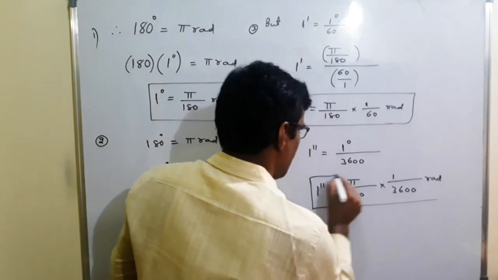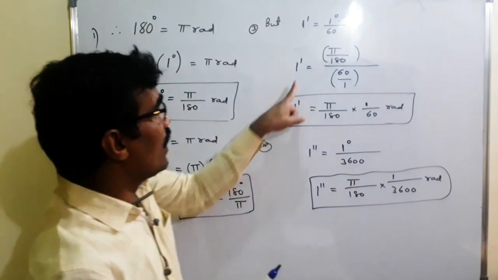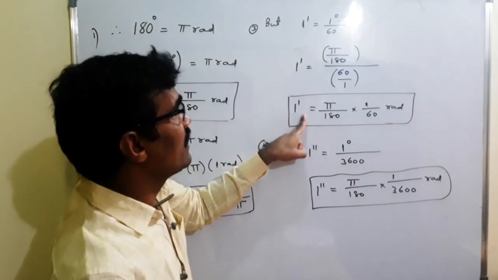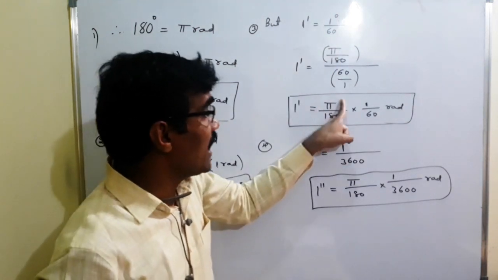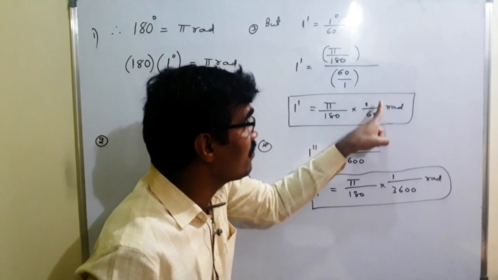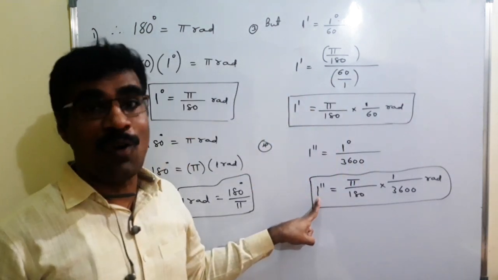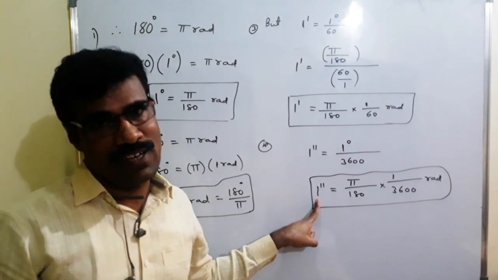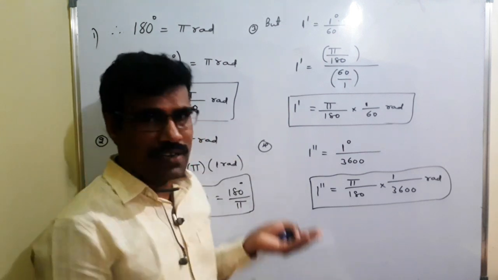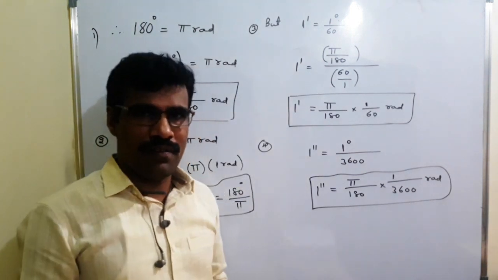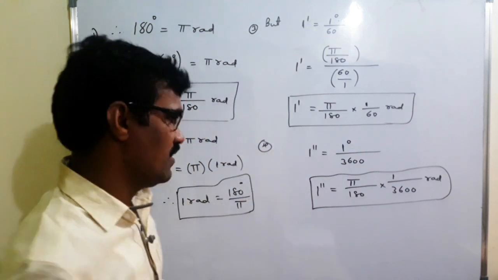So the SI unit of angle is radian. That's why 1 minute is equal to pi by 180 into 1 by 60 radian. Then 1 second is how many radians? Radian is the SI unit, so we have to convert degrees into radian, minutes into radian, and seconds into radian. Is it clear?